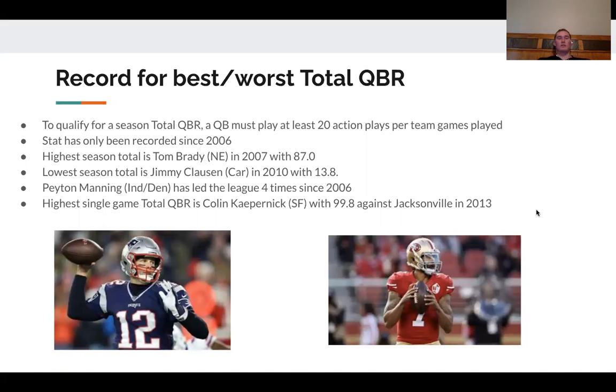And some records. To qualify for a season's total QBR, the quarterback must play at least 20 action plays per team games played. The stat's only been recorded since 2006, so there's a limited pool of guys for records. The highest season total has been Tom Brady in 2007, with a score of 87. The lowest season total was Jimmy Clausen in 2010 with 13.8. Peyton Manning has led the league 4 times since 2006, which is the most anybody's led. And the highest single game total was Colin Kaepernick with a 99.8 against Jacksonville in 2013.